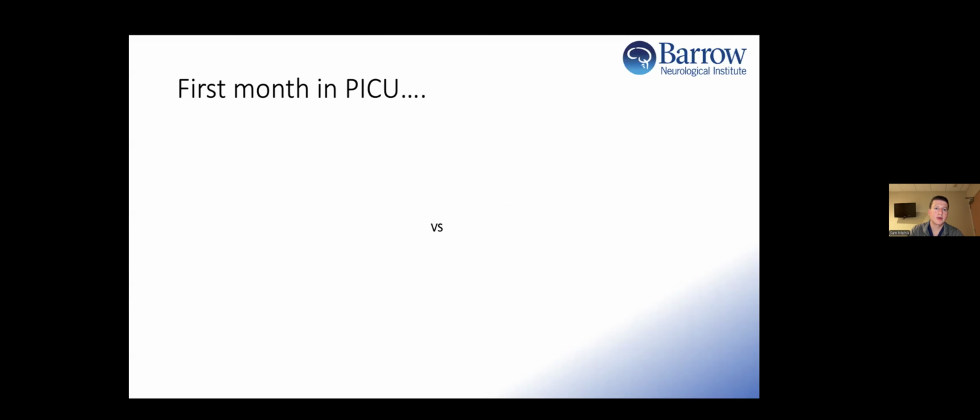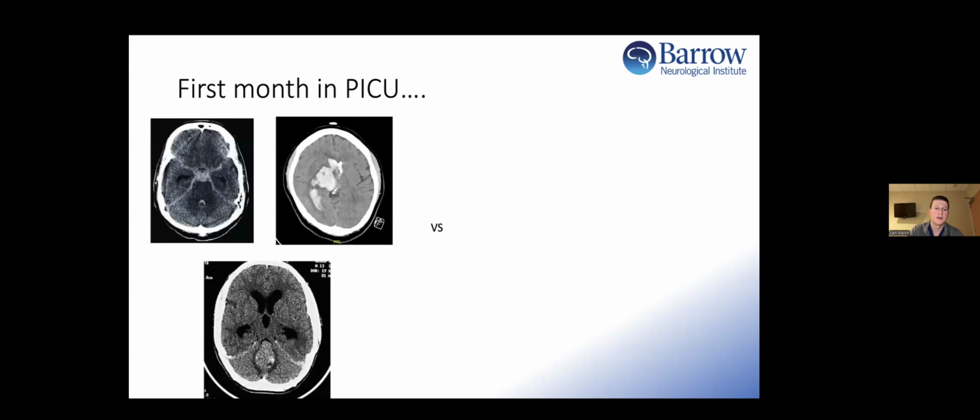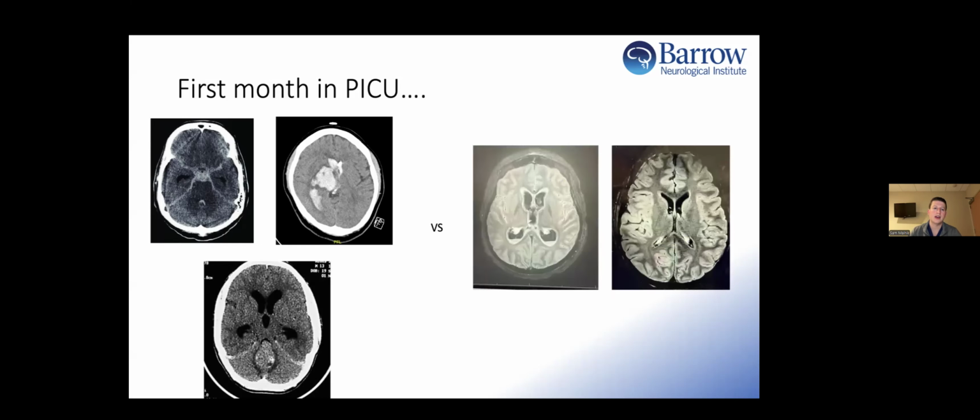So this topic really became of interest to me during my first month in the PICU. And being a BNI resident, we're very used to a number of acute neurosurgical conditions requiring EVDs, mostly being subarachnoid hemorrhage from ruptured aneurysms, IVH, as well as obstructive hydrocephalus. And while these conditions are certainly also prevalent in the pediatric population in the PICU here, I became particularly interested in two patients that I assisted in their care during my first few weeks here.